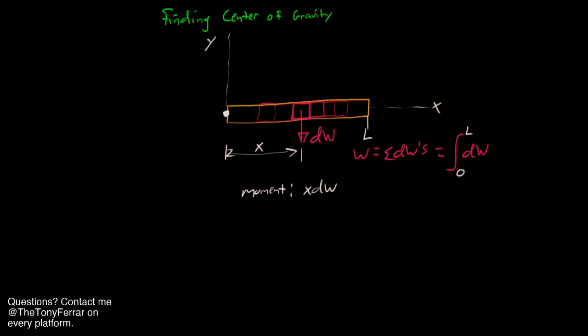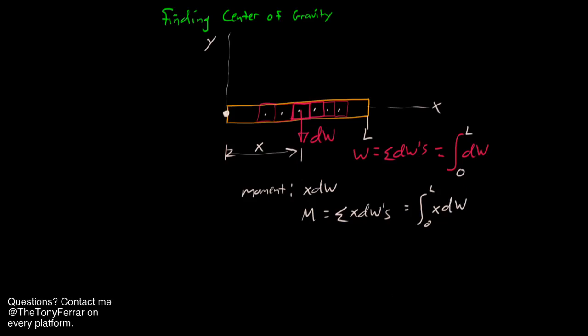If we wanted to find the total moment, we would just go ahead and add up all of the little x times dW's, one for each of our differential elements. In other words, we would do another integral from 0 to L of x times dW.